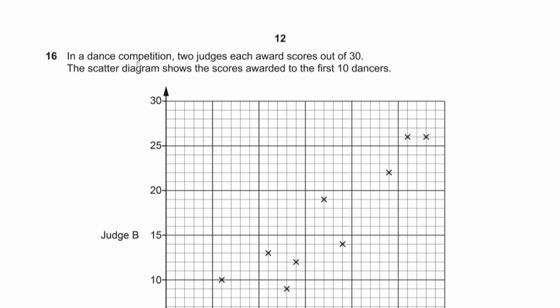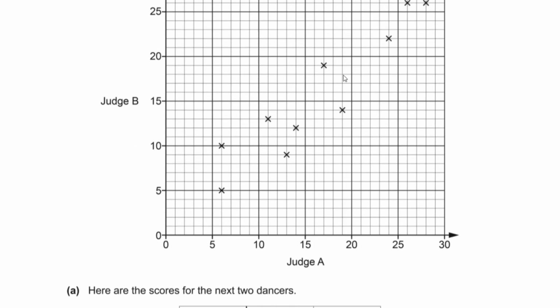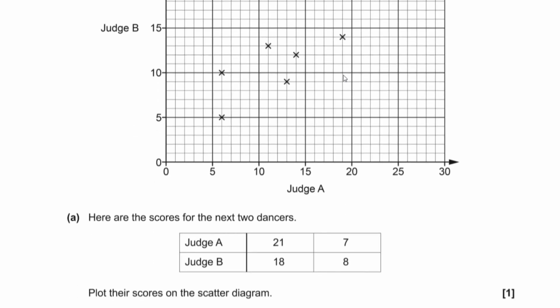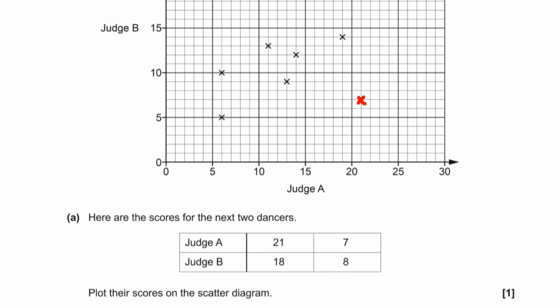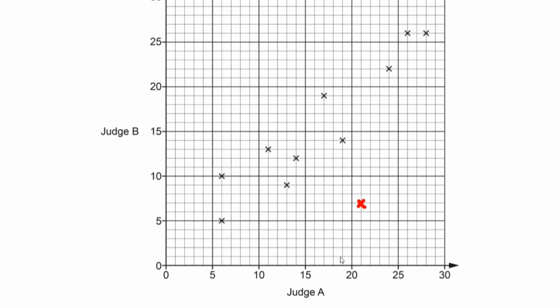Question number 16. In a dance competition, 2 judges each award scores out of 30. The scatter diagram shows the scores awarded to the first 10 dancers. Part A. Here are the scores for the next 2 dancers. Plot the scores on the scatter diagram. So we've got 21 and 7. So that is over here. Then we've got 18 and 8. So 18 and 8 is over here. So those are the scores plotted.